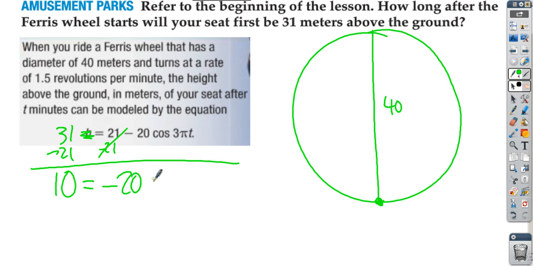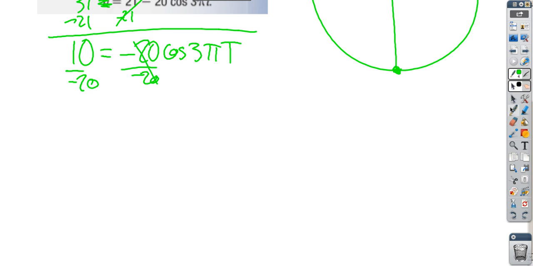So those go away. We get negative 20 cosine 3 pi, and I'm going to use a capital T for time because sometimes it looks like a plus sign if you don't do that. We'll divide by negative 20, and so we're going to be left with 10 over negative 20, which reduces to negative 1/2. And we have cosine of 3 pi times t.